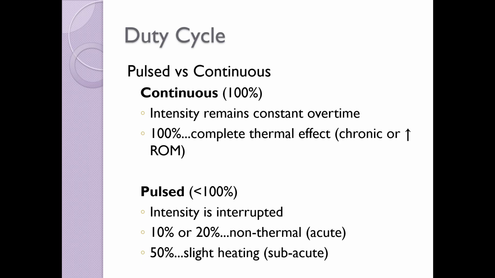We can use smaller duty cycles, such as 10 or 20%, for non-thermal treatments. We may even be able to use ultrasound for its non-thermal effects on an acute ankle sprain if we choose a very small duty cycle. As the duty cycle increases, so does the amount of thermal treatment that is applied to the tissues. At a 50% duty cycle, we would most likely treat subacute injuries.